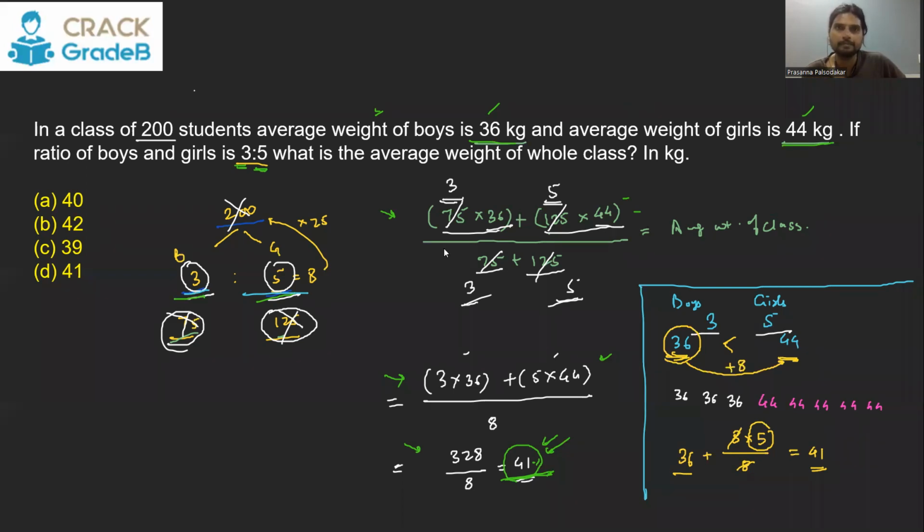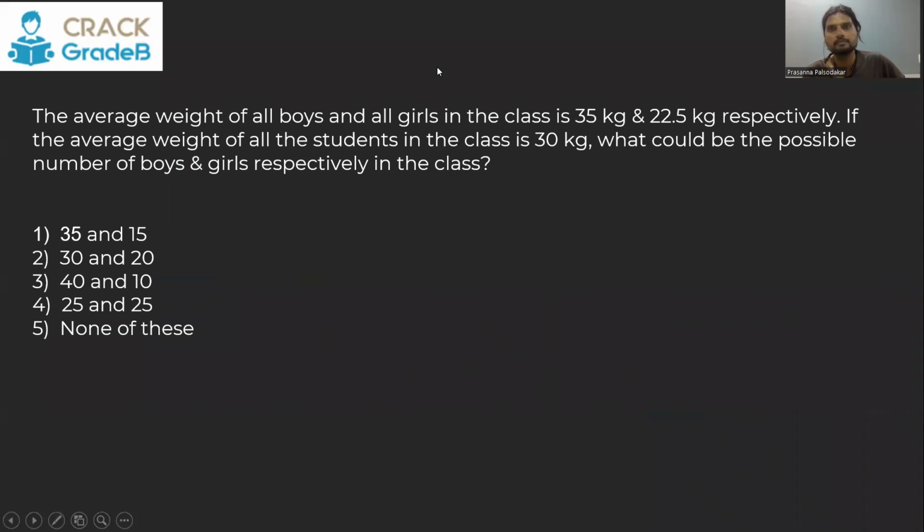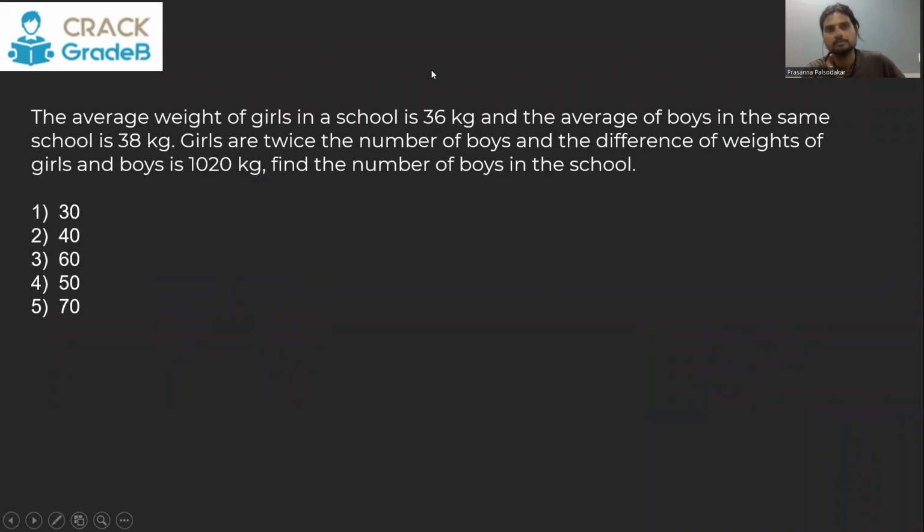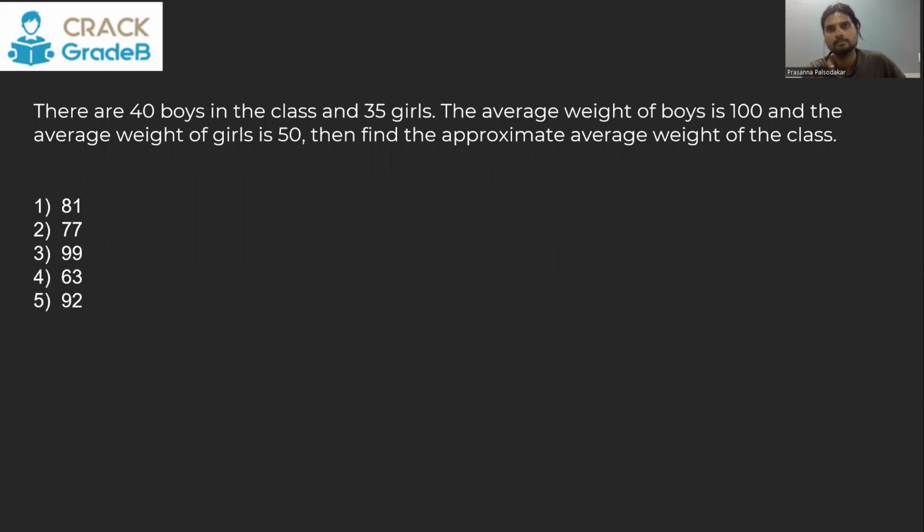Let's see one more question. Now this is the question. There are 40 boys in the class and 35 girls. Average weight of the boys is 100 and average weight of girls is 50. Then find the approximate average weight of the class. So as we already discussed, there are 40 boys and 35 girls, so the actual number does not matter. You can just take the ratio. 5 8s are 40, 5 7s are 35. You can say there are 8 boys and 7 girls.